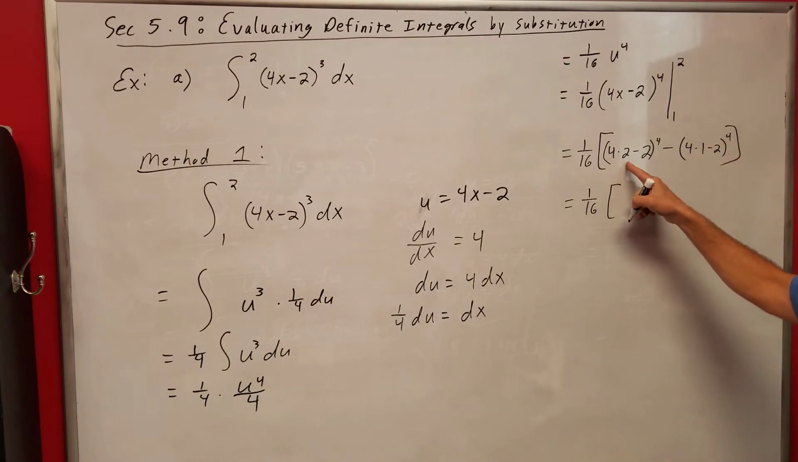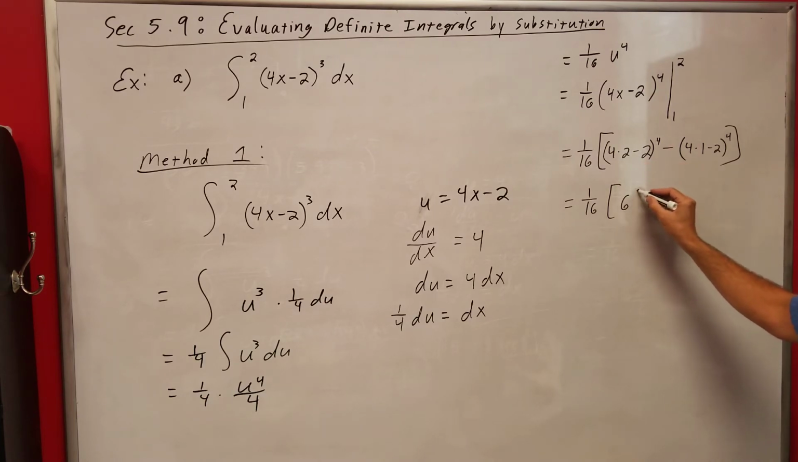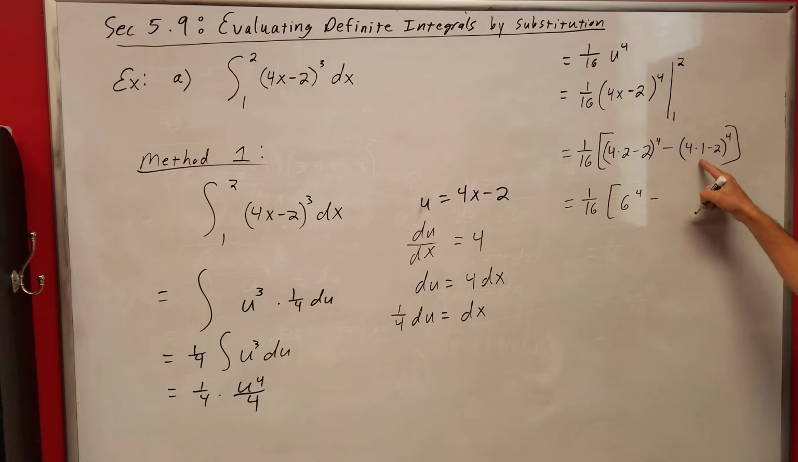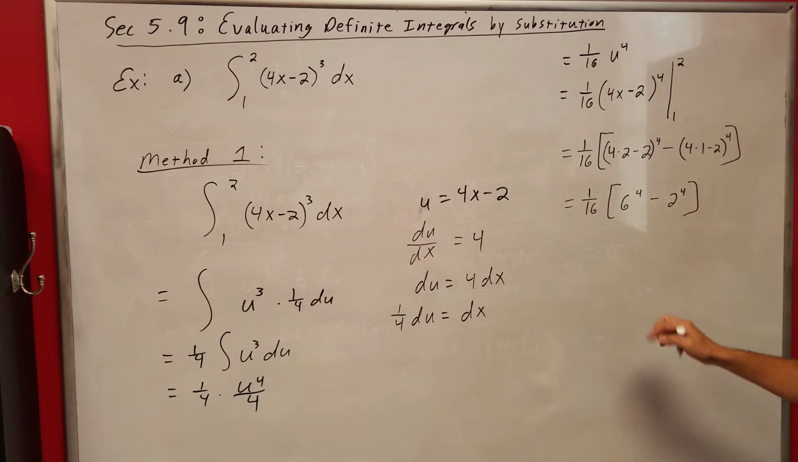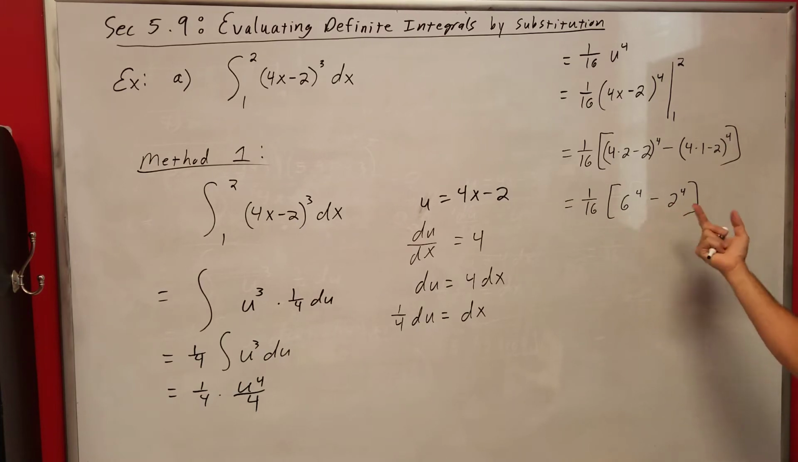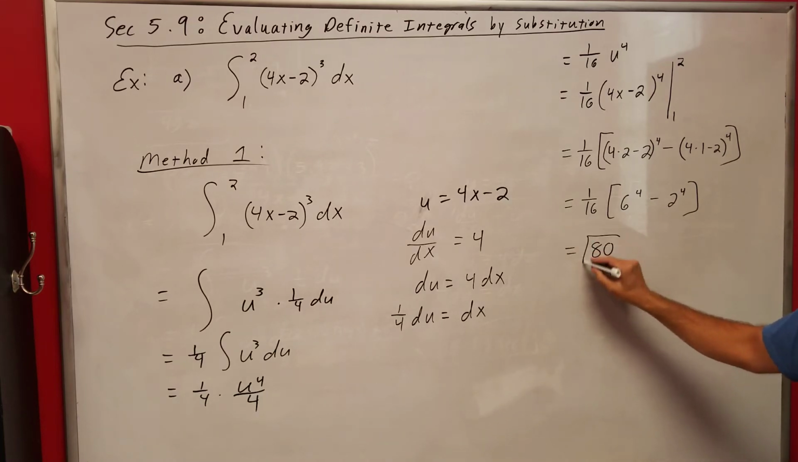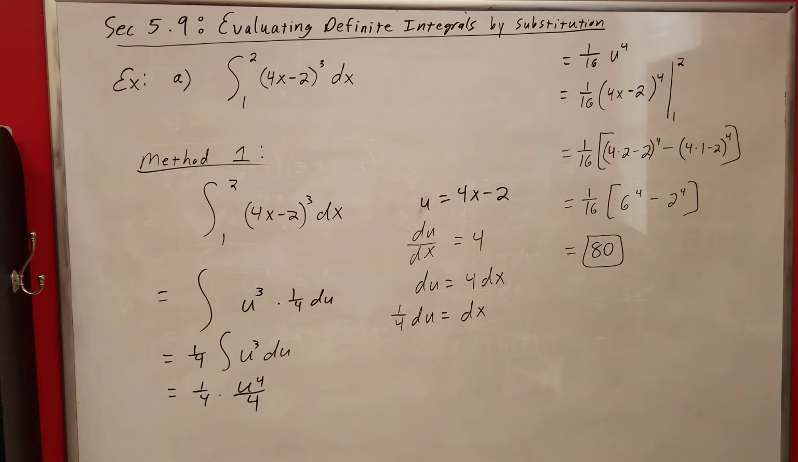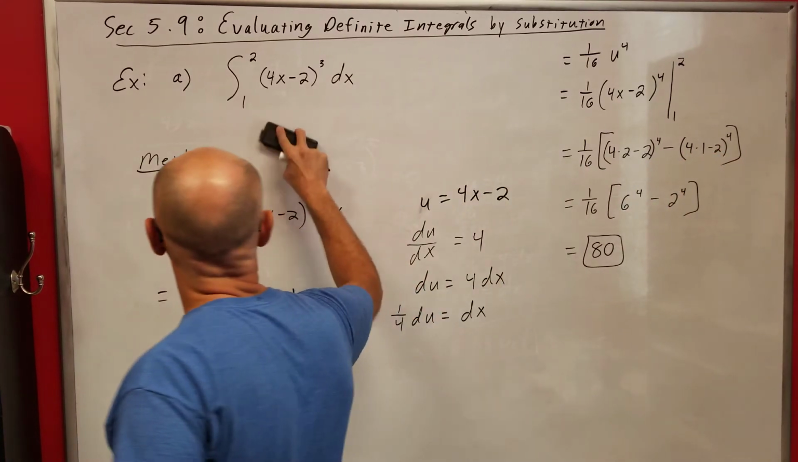All right, so what is that? That's 8. 8 minus 2 is what? 6 to the 4th. Minus, what is that? 2 to the 4th? All right, so calculate that, minus, calculate that, then multiply by 1/16 and so forth. And I got 80 whenever I did this earlier. Make sure you get 80 there, okay? All right, that is method 1.